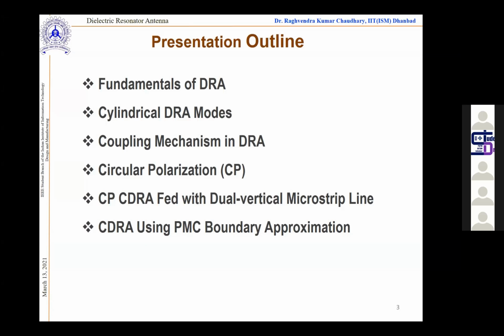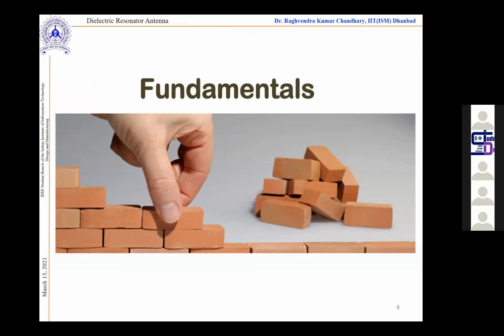And finally, I'll try to connect with what we actually performed in Dhanbad, like development in circularly polarized DRA, and a recent contribution we made towards the PMC boundary approximation. It's really very important, as the topic is dielectric resonator antenna, so the fundamentals need to be clear.